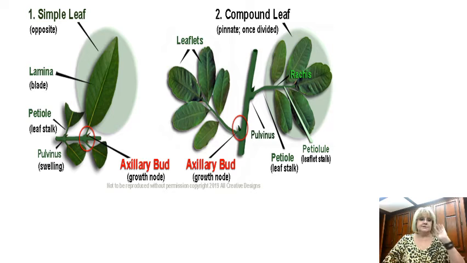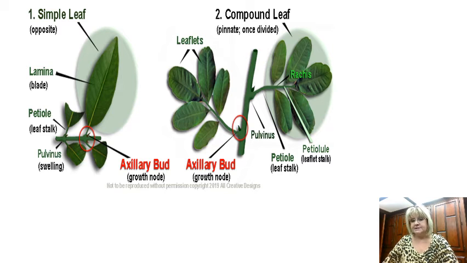Okay, so a simple leaf. Let's look at this arrangement here. Okay, you can see the stem and you can see the axillary buds really good, and that's marked in red for you there. So we can tell that these 2 leaves are opposite because they're on opposite sides of the leaf stalk. And then if you go and you look at the compound leaf, notice here's the axillary bud.